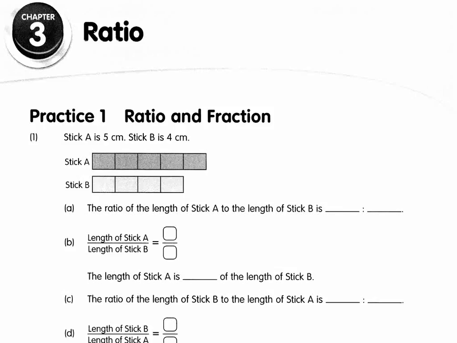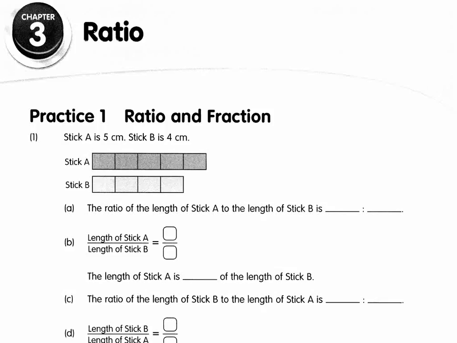Look at the first question. Okay, you can see that stick A is 5 cm, B is 4 cm. Perhaps on your paper if you measure, it is 5 cm and 4 cm, but you don't need to measure it. Now we want to know the ratio of A to B.